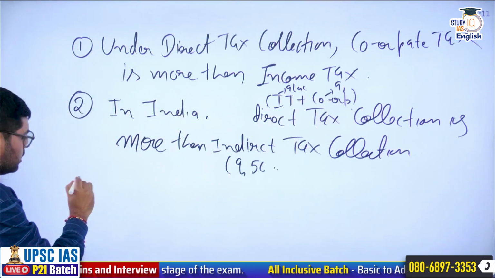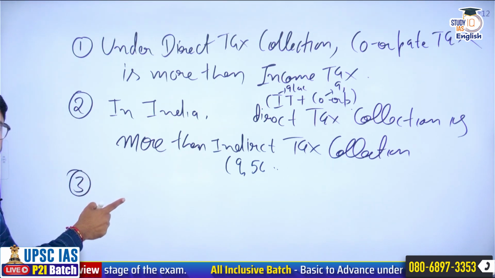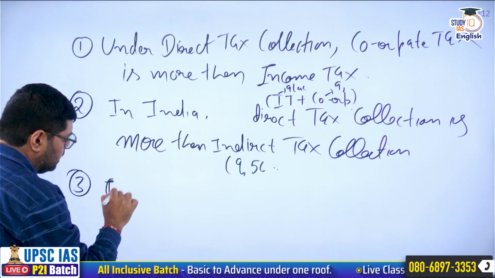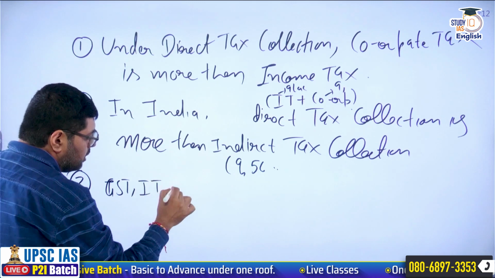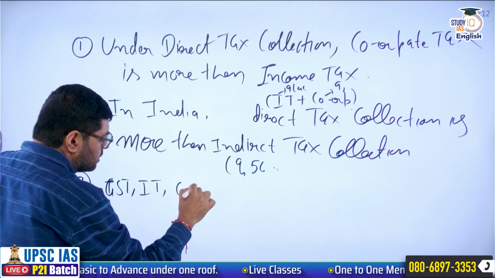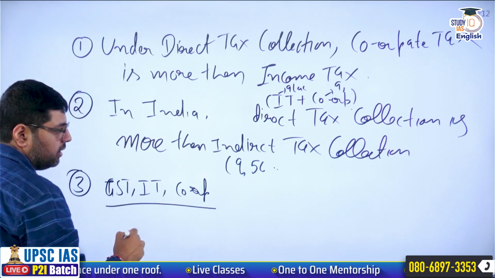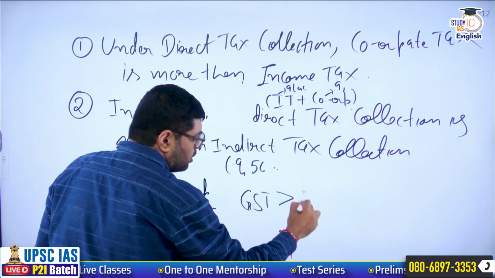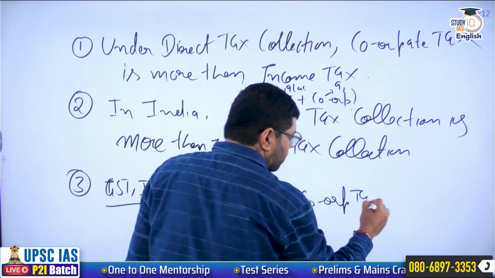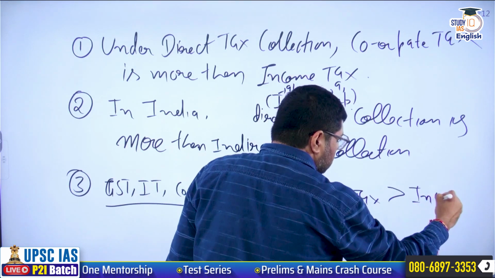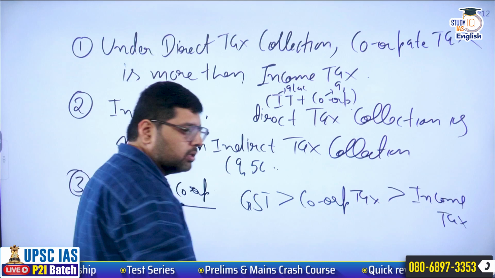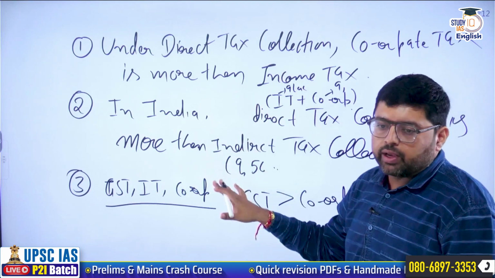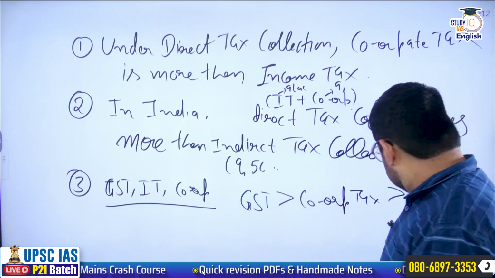But third, if a question comes asking which is more among GST, income tax and corporate tax, you have to arrange them in ascending or descending order. So you have to tell that GST is more than corporate tax, and corporate tax is more than income tax. My mistake earlier, so please remember these things. Ultimately the question can come this way. Clear?